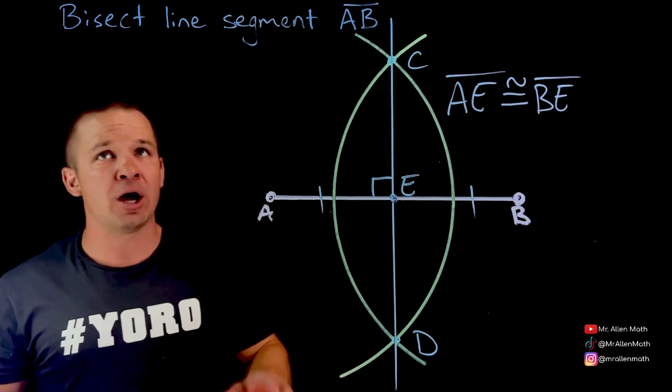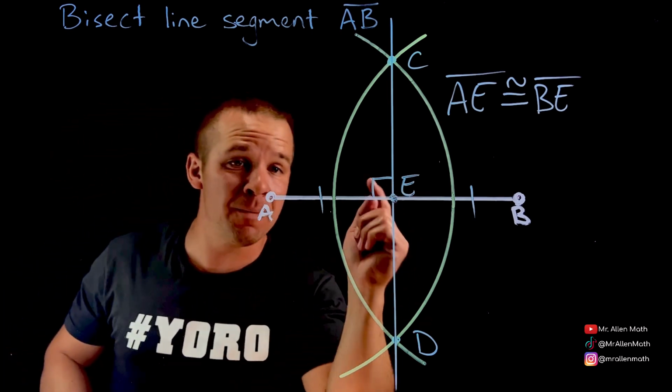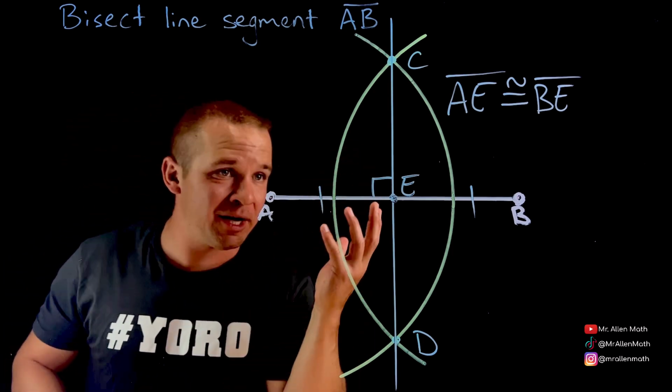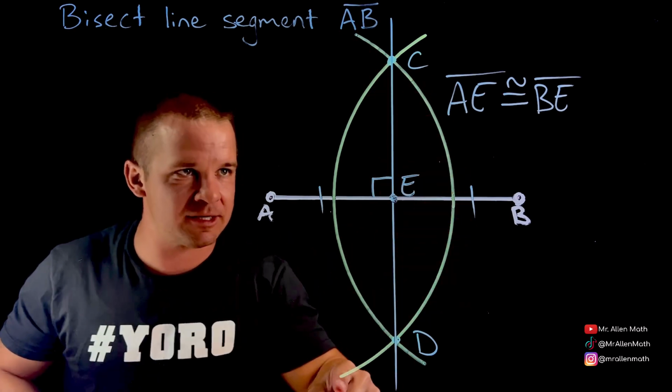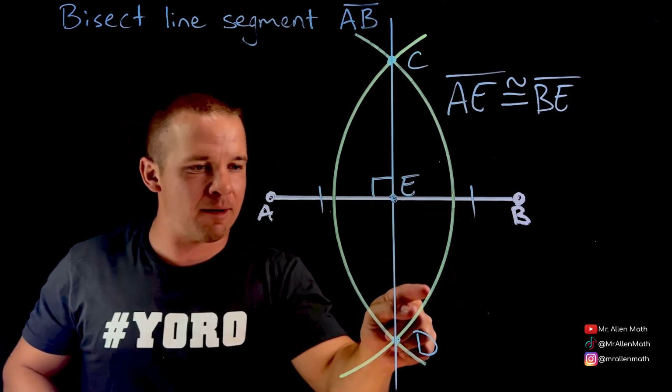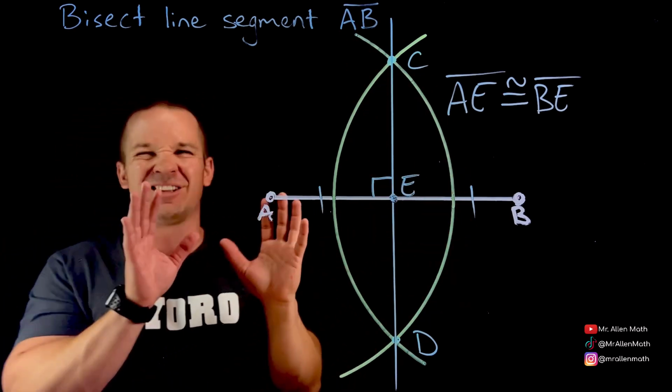So there we go. We bisected the line segment, or we found the midpoint of that line segment. We made a perpendicular bisector of this line segment, all the same. So whether you do these big old arcs like this, or you do little ones up top and down below, same kind of process, just looks a little bit different.